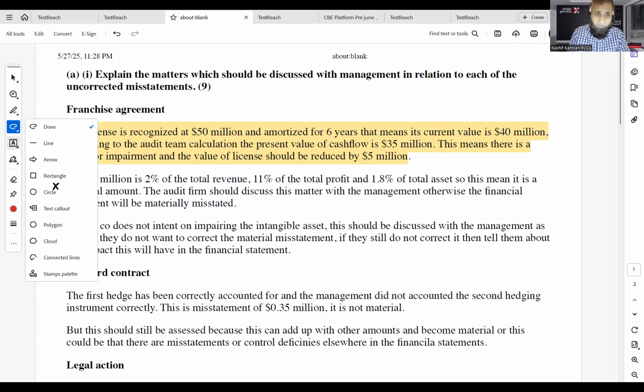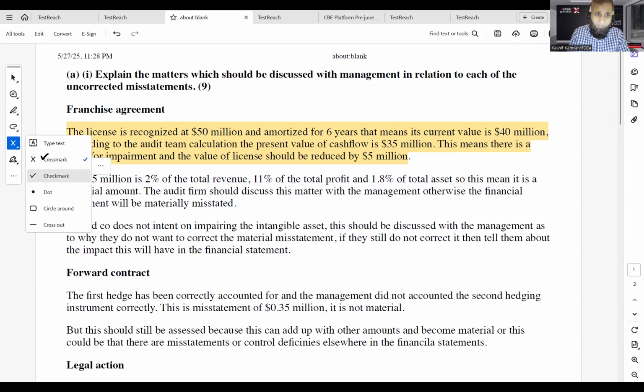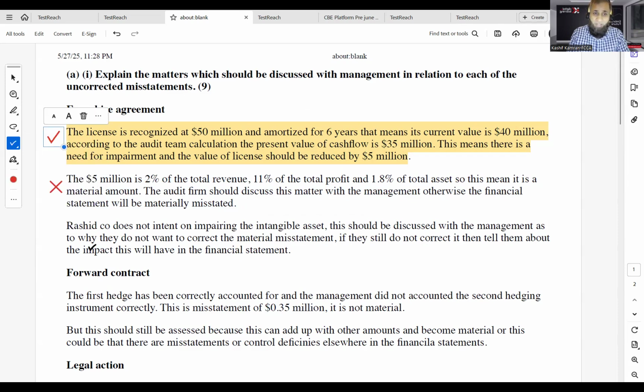So this was a big cross. This was a big tick. Rashid company does not intend on impairing the intangible assets. This could be discussed with management as to why they don't want to correct the accounting treatment. If they still don't correct it, then tell about the impact on the financial statement.